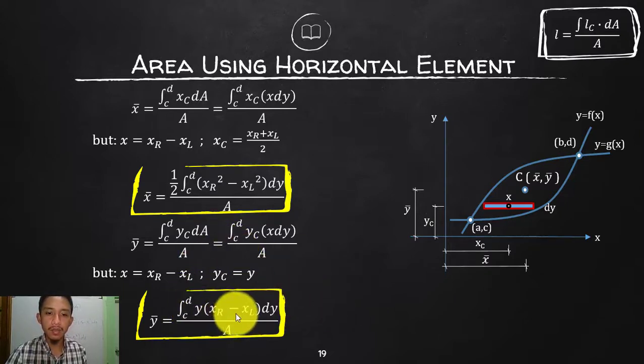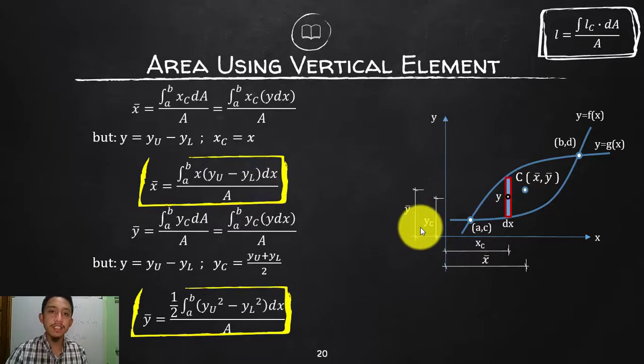So your y here, that is your y. And dy, all we need to do is change your x into xr, xl, with xr whatever the value of the rightmost side, and xl whatever the value of the leftmost side. So these are our formulas for the centroids, x bar and y bar, using horizontal element. How about vertical? The same thing, all we need to do is assume a vertical element. However, this time, if you want the x bar, that is still x sub c, and your dA will just change to y times dx.